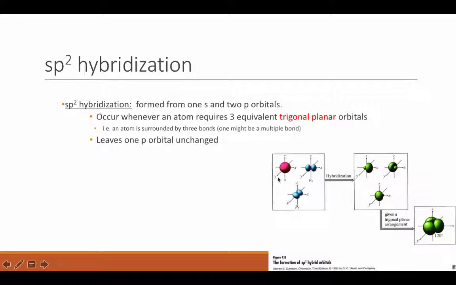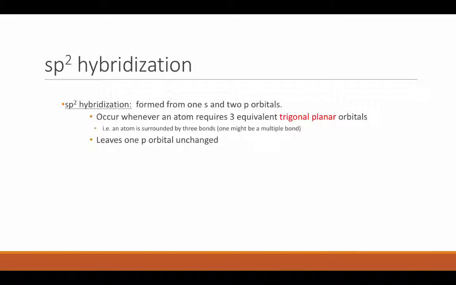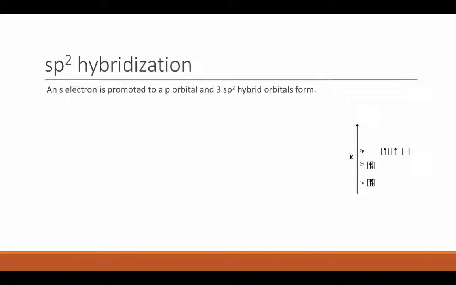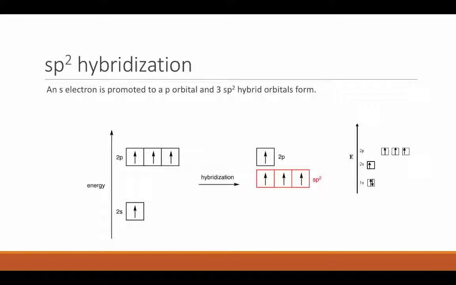Looking at a picture, here's our spherical 1s and our bow tie-shaped p's. When we put them together, they form this sort of mushroom-shaped area of probability, and this gives us 3 equivalent sp2 orbitals. Looking again at the orbital diagram involved here, we see an electron gets promoted from the 2s orbital, and then we form 3 hybrid orbitals. Note here that once these 3 equivalent sp2 hybrid orbitals form, we have an unchanged 2p orbital. This will become important later when we look at how multiple bonds form.